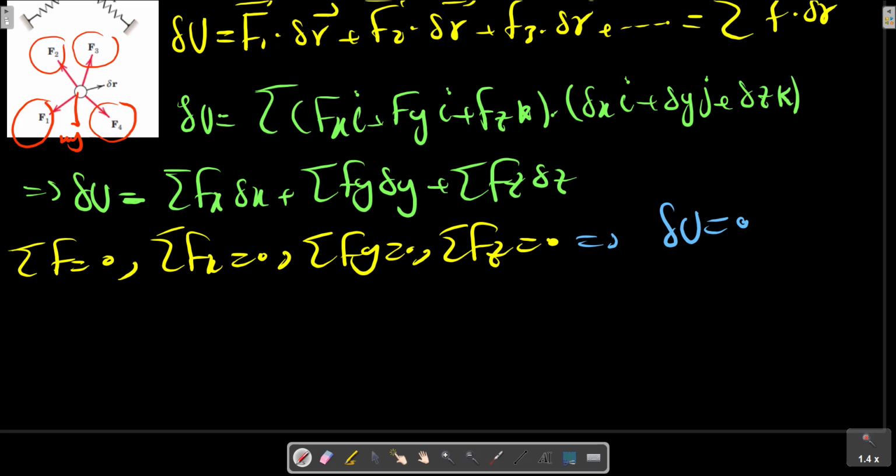The principle of zero virtual work for equilibrium of a single particle usually does not simplify this already simple problem, because delta U equals 0 and sigma F equals 0 provide the same information. However, we introduce the concept of virtual work for a particle so that we can later apply it to systems of particles. Equilibrium of a rigid body is the next section.